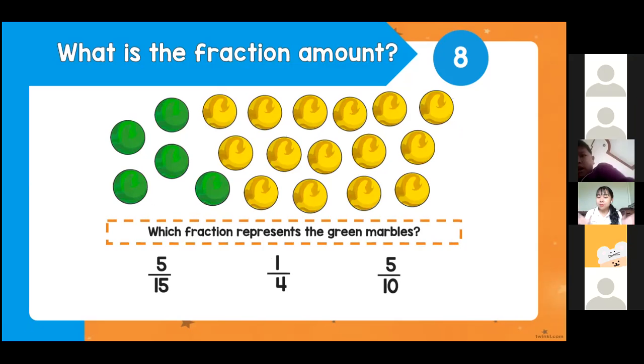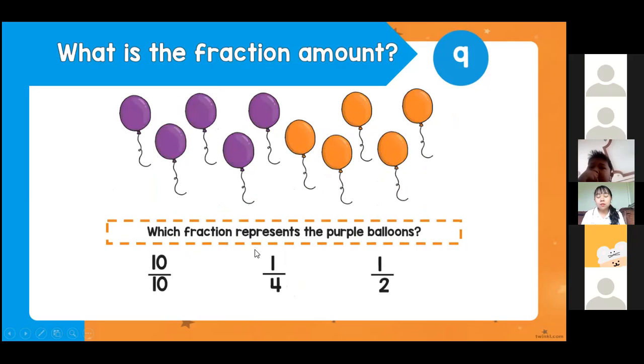Which fraction represents the green marbles. Green marbles. 5/10. That's not correct. 1/4. That is correct. Which fraction represents the purple balloons? Purple balloons. 10/10. That's not correct. Purple, just purple. 1/2.